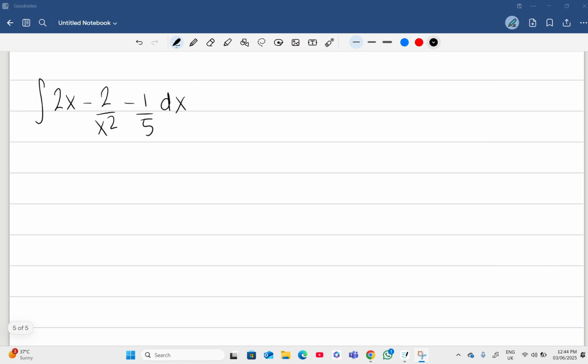So next question, I have 2x minus 2 over x squared minus 1 over 5. First, I'm gonna check for any problems. Yes, I do. I have x squared in the denominator. How am I gonna fix this? I'm gonna take the power up, make it negative: 2x minus 2x to the power of negative 2 minus 1 over 5 dx. Now I can integrate.